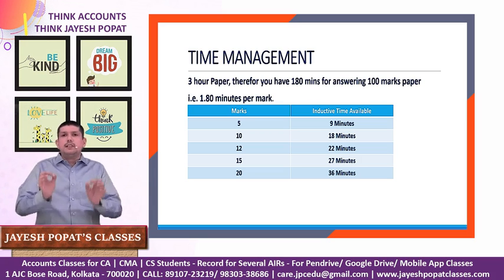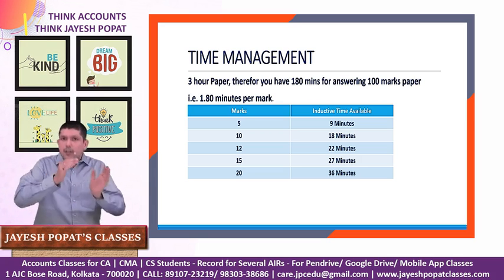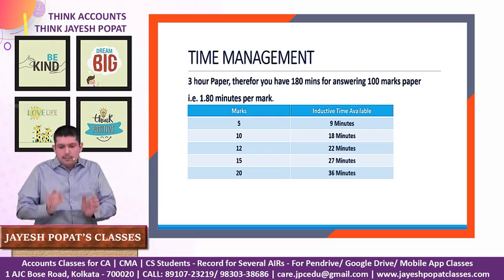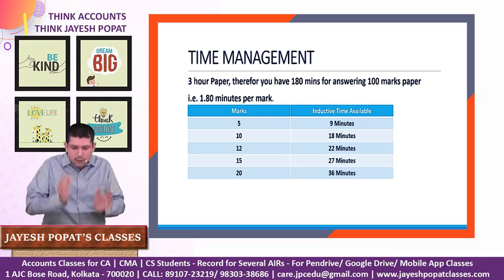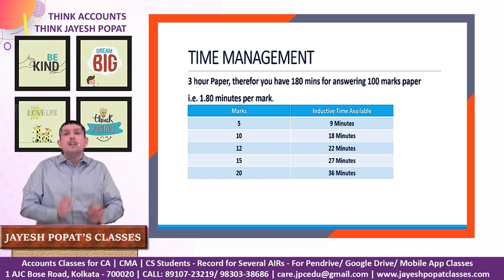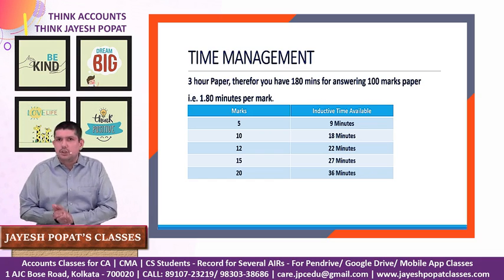For a 5 mark question, you should ideally spend 9 minutes. For 10 marks, you should spend 18 minutes. For 12 marks, you should spend 22 minutes. For 15 marks, you should spend 27 minutes. For 20 marks, a maximum of 36 minutes should be spent.